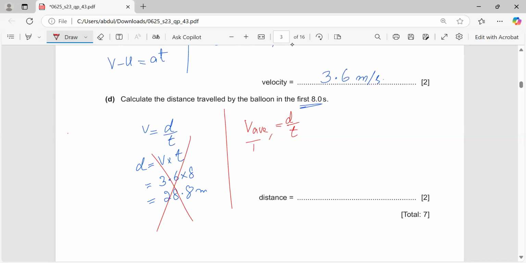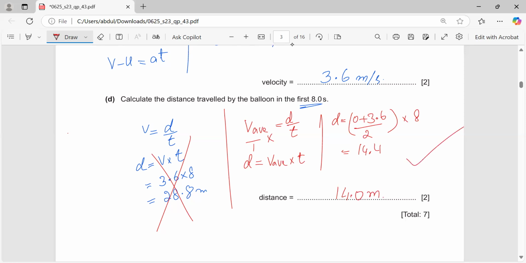So if we again simplify it by cross multiplication, making d the subject of the equation, it is V average times t. And further we can write d is equal to (0 plus 3.6) divided by 2, times t, which is 8, and as you simplify it, the answer will be 14.4. So you can write here 14.0 or 14 meters. Now this approach is okay.